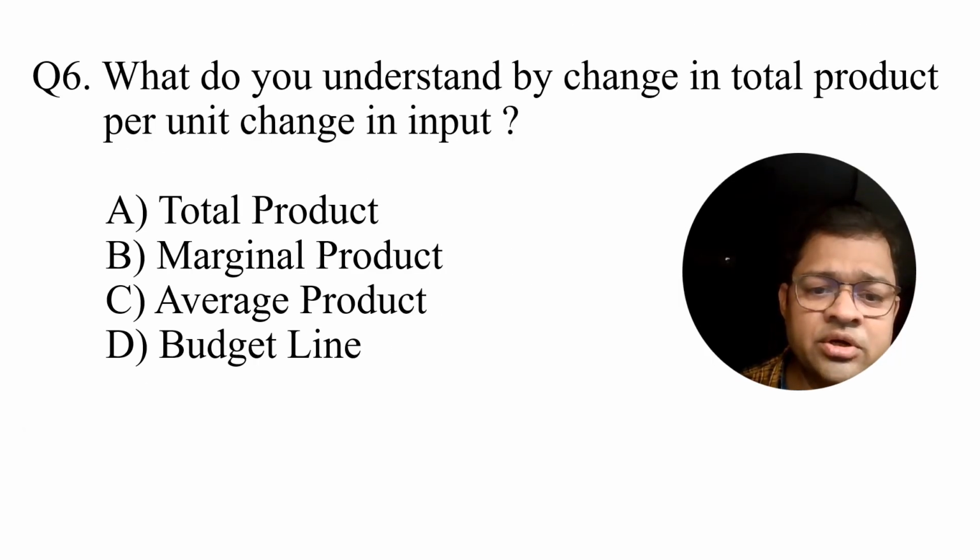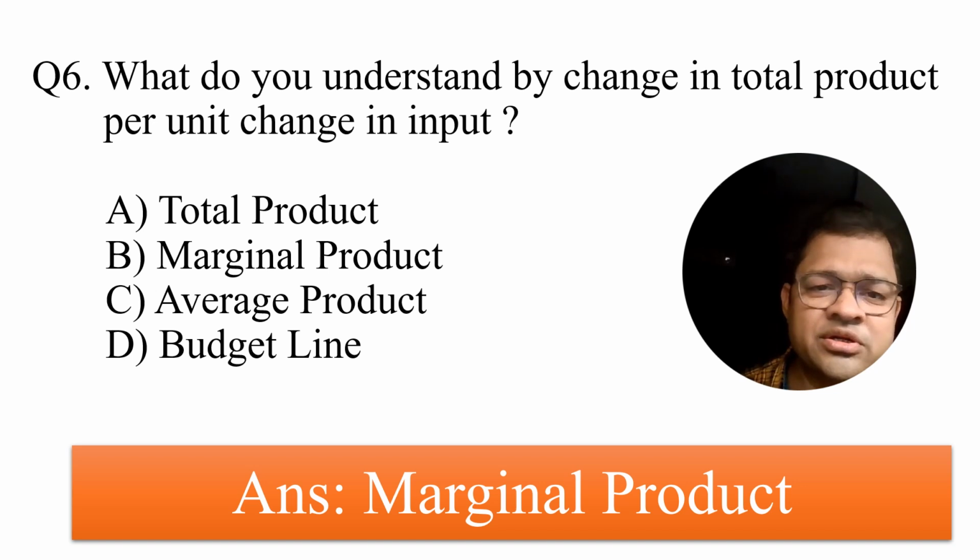The next question: what do you understand by a change in total product per unit change in input? That is called the marginal product. It is a very common question. But the importance is that marginal product helps to understand the profitability of your organizations. Average product helps to decide the price of your product. Total product helps to understand how much commodity you have to produce given your resources. These are things you need to learn from the different types of product concepts.